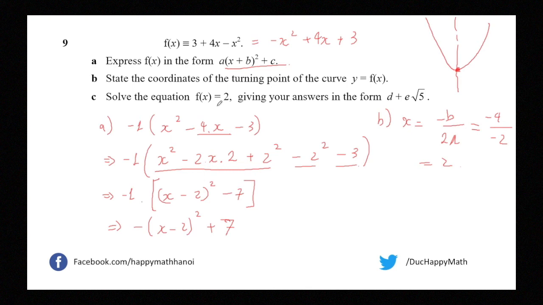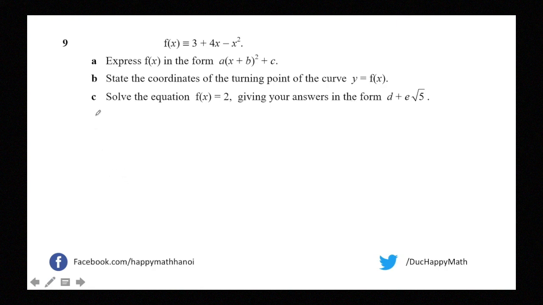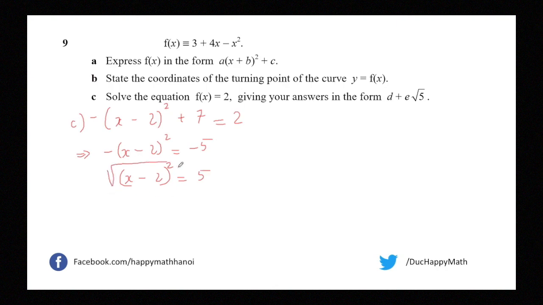The x coordinate equals 2, so given the formula, the turning point is... Okay, minus (x minus 2) squared plus 7. Question C. This one equals 2. When I change the form of this equation, you will get minus 5 this way, equal to 5. I take the square root of both sides of this one.